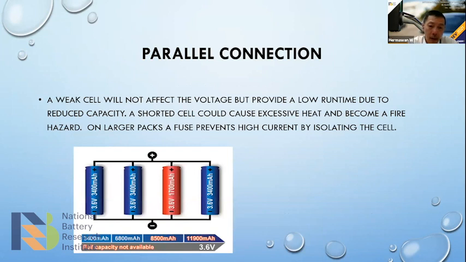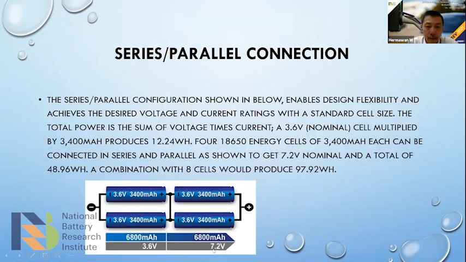But how about if one of the cells has a problem? The capacity will be lower, the same as with the series. The capacity will be lowered, so it cannot go to the maximum capacity, but the voltage is the same, 3.6. This combination will be series and parallel because we want to get a higher capacity and higher voltage.